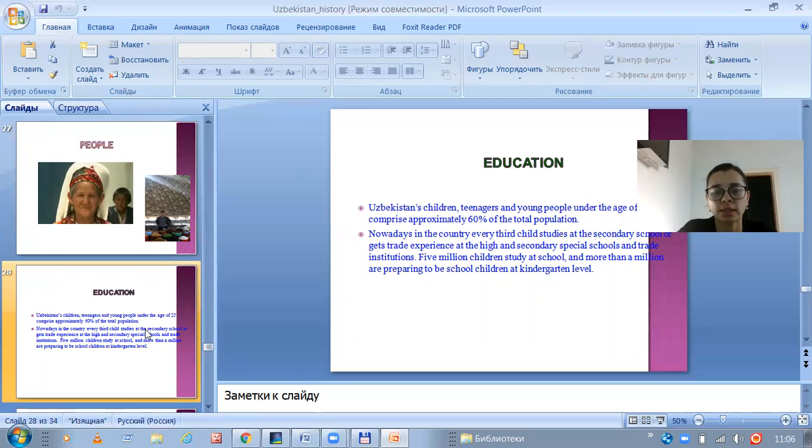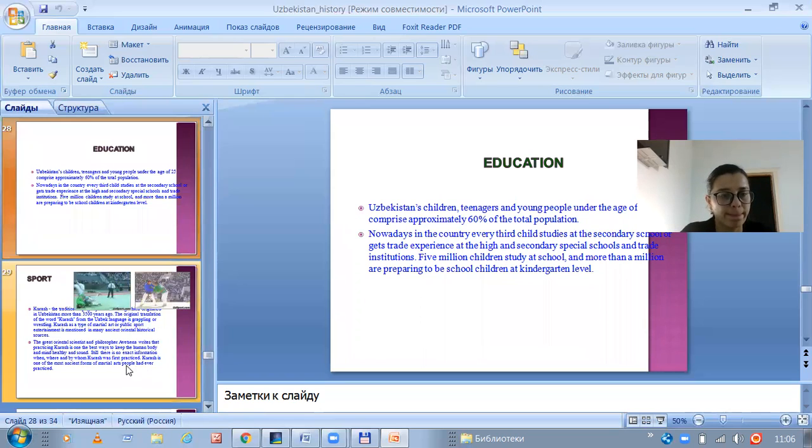Uzbekistan's children, teenagers, and young people under the age of 25 comprise approximately 60% of the total population. Nowadays in the country, every third child studies at secondary school, and gets trade experience at higher secondary special schools and trade institutions. A few million children study at school. More than 1 million are preparing for school at kindergarten level.